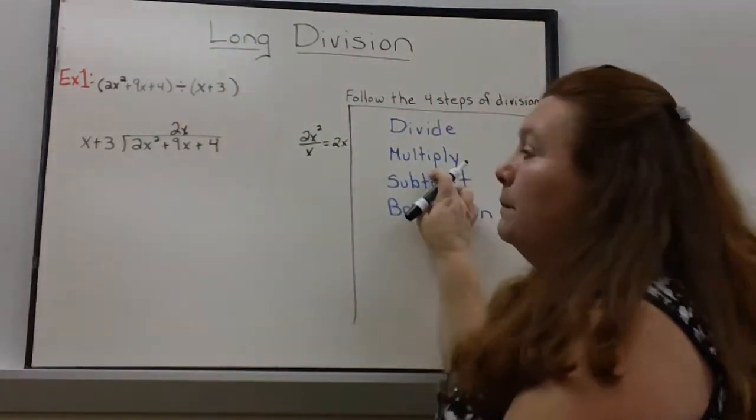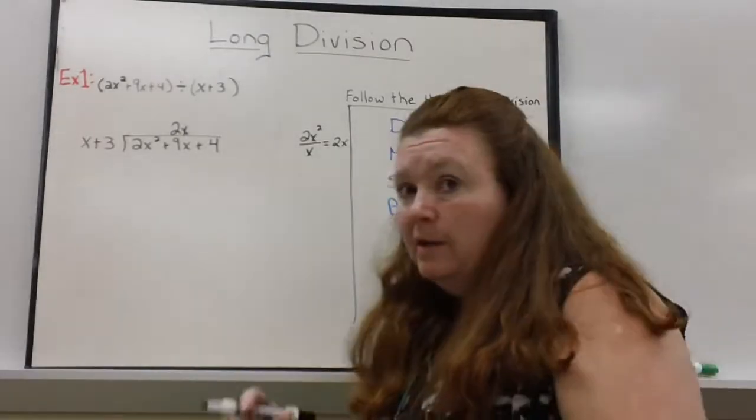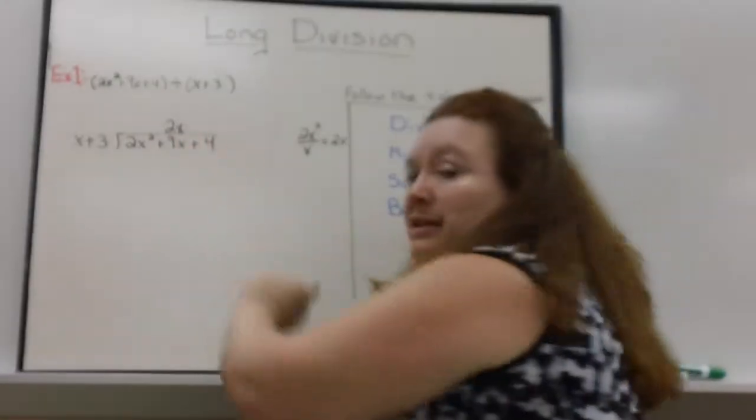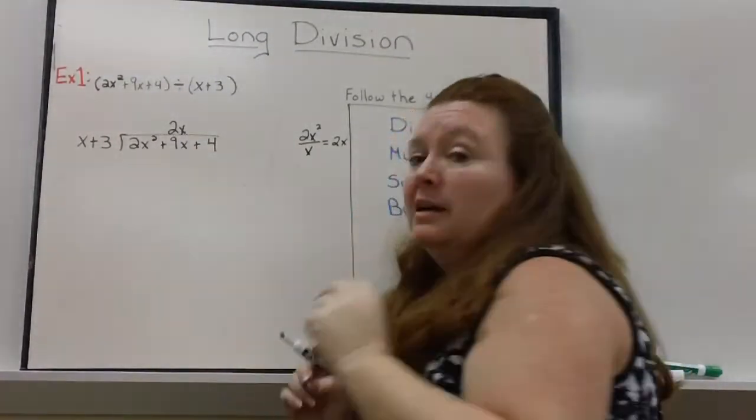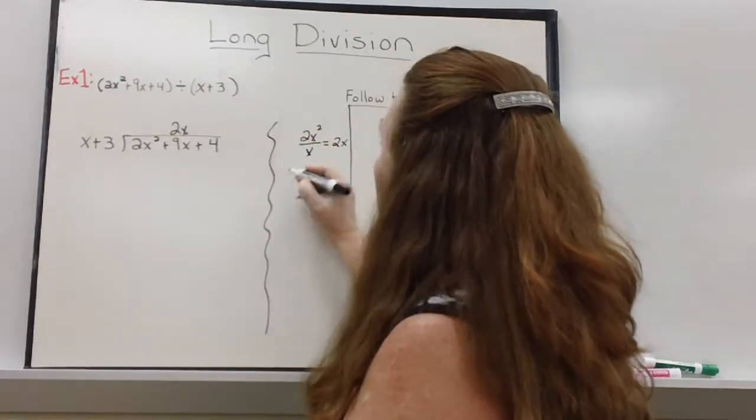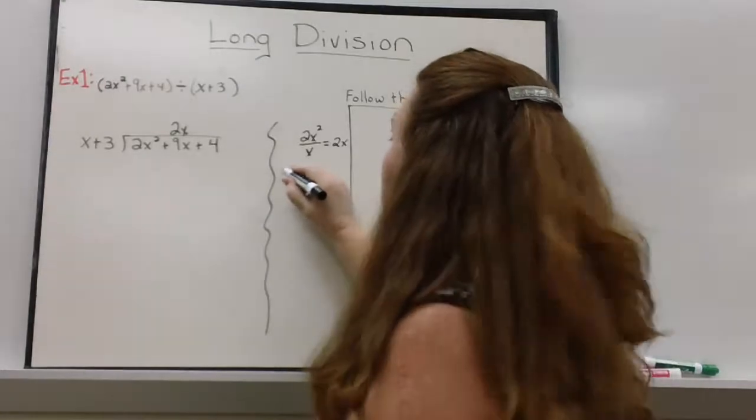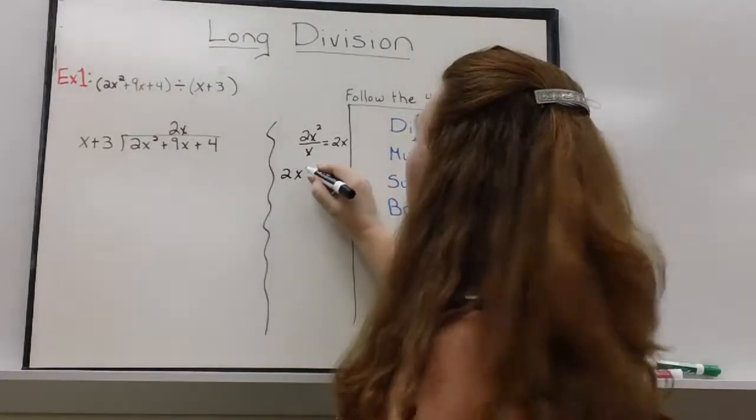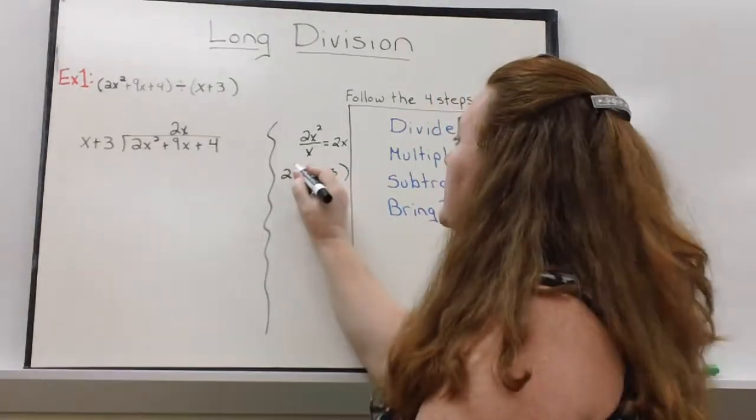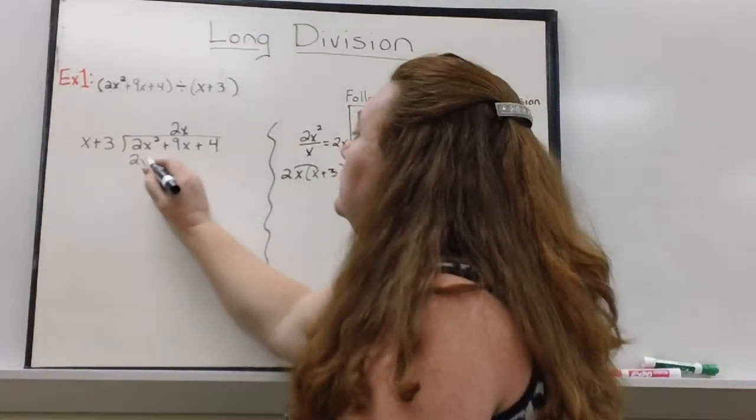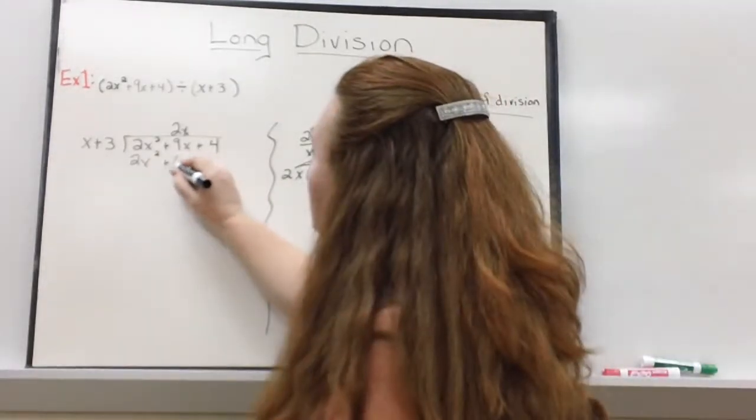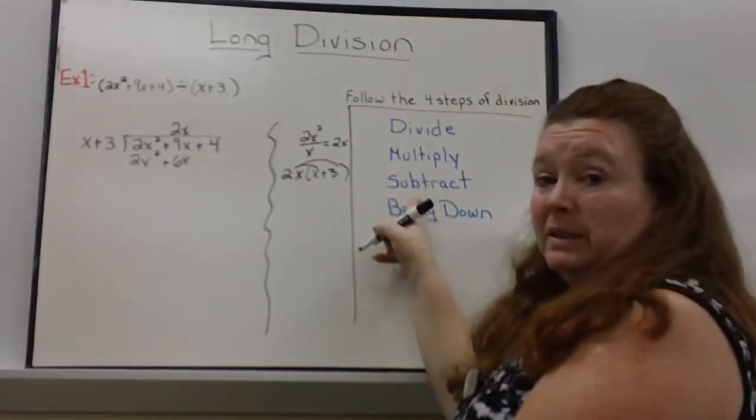Now, step 2, multiply. I have to multiply everything. We're not just going to do first term by first term. So I'm taking 2x and multiplying it by the entire x plus 3. If it helps, I'll leave this for work, it would be like the distributive property. It actually is the distributive property. 2x multiplied by x plus 3. When I distribute, I get 2x squared plus 6x.